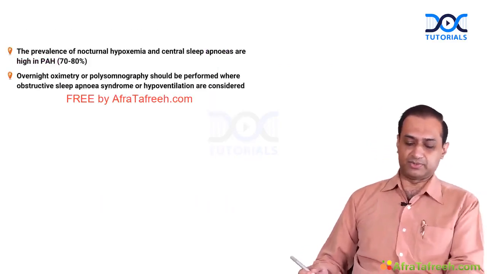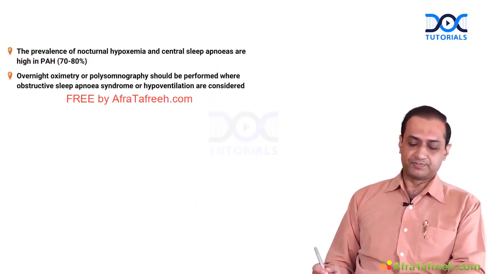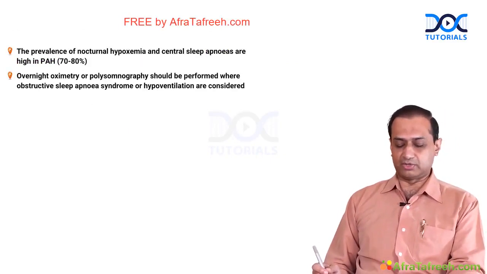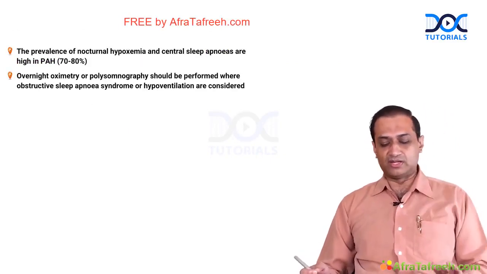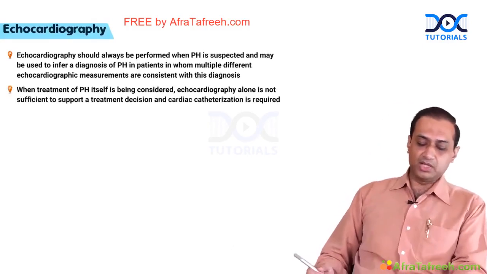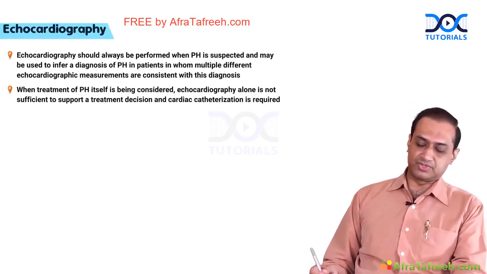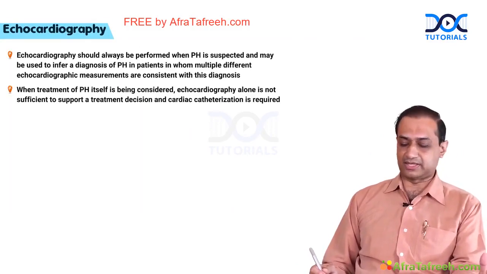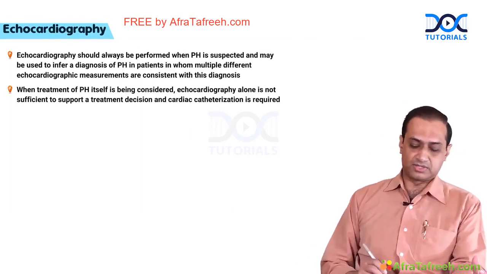The prevalence of nocturnal hypoxemia and central apnea is high in PH, at 70 to 80%. Overnight oximetry or polysomnography can be used to identify obstructive sleep apnea. Echo can be performed when PH is suspected, and this can not only pick up the abnormality but also the extent of pulmonary right ventricular systolic pressure.